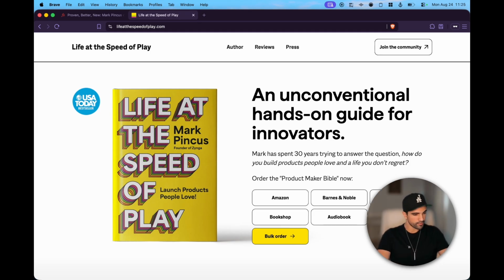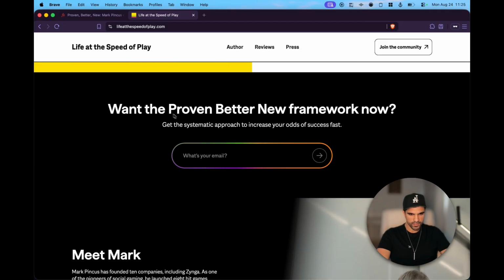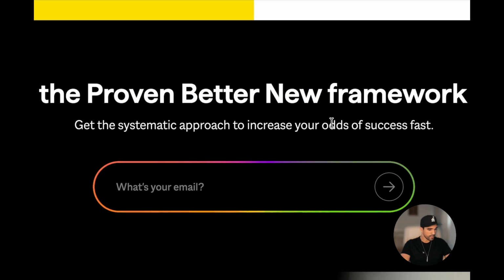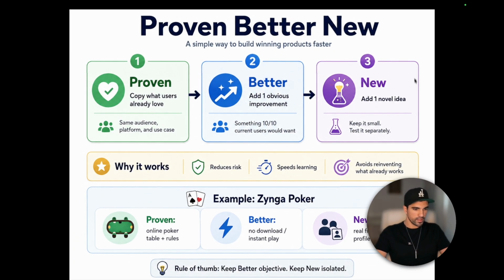It's awesome. I highly recommend it. And in it, he goes deep into proven, better, new. In fact, if you subscribe to the newsletter, he gives you the entire chapter for free, which is bananas, but hint, hint. This is the framework. It has 3 parts, obviously proven, better, and new. So let's go into each of them.